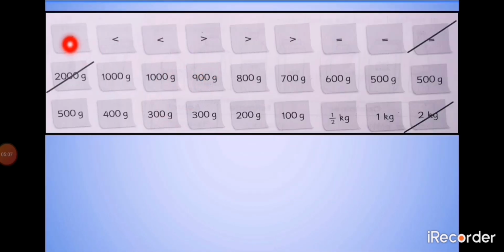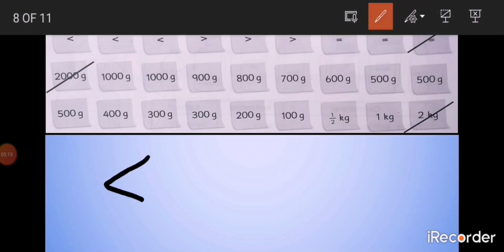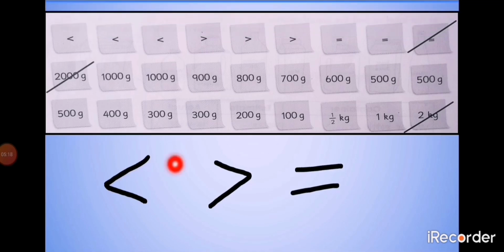Now look at these three lines. First line is of symbols, and I will explain the symbols again. You can see that symbol and that symbol, and is equal to. The first symbol stands for smaller than. Why? Because the pointed side is towards the first number and the open side is towards the greater number. So we can say the number before the sign is smaller than the number after this sign.